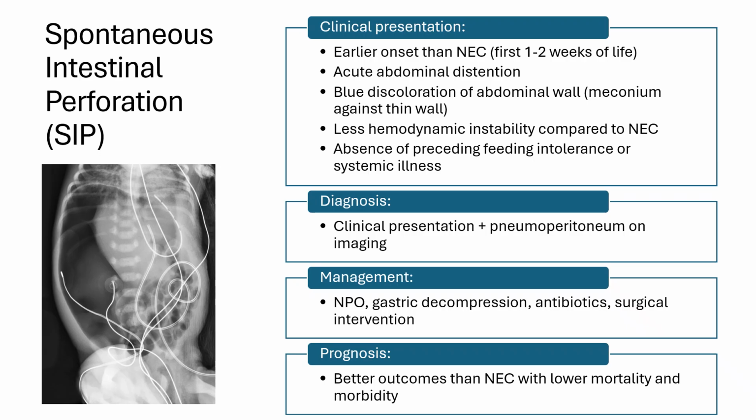The prognosis for spontaneous intestinal perforation is significantly better than for NEC, with lower mortality rates and reduced long-term morbidity. These infants have less risk of developing short bowel syndrome and show better neurodevelopmental outcomes compared to infants with necrotizing enterocolitis. This prognostic difference underscores the importance of accurate diagnosis and highlights why understanding the distinction between these conditions is essential for both clinical care and family counseling.